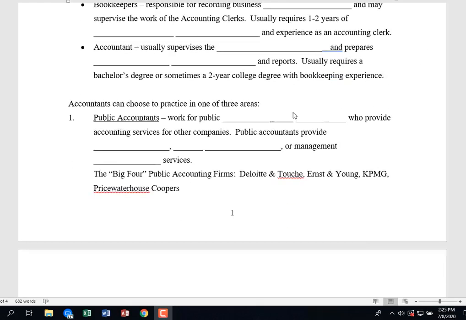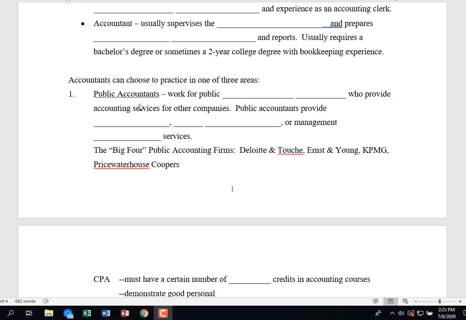All right, if you decide to become an accountant, you can choose to practice in one of 3 areas. The first one we talk about is public accountants. This person works for public accounting firms who provide accounting services for other companies. Public accountants provide auditing, tax accounting, or management advisory services. And there's 4 big public accounting firms that you hear about sometimes. Deloitte & Touche, Ernst & Young, KPMG, and PricewaterhouseCoopers.